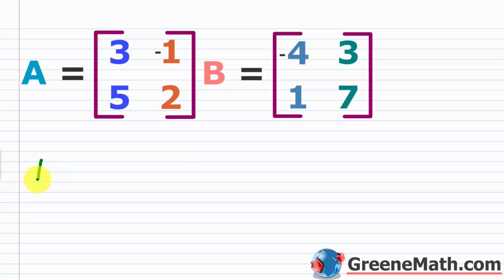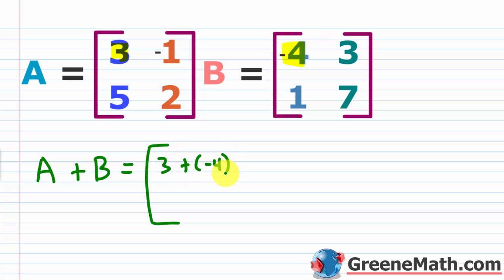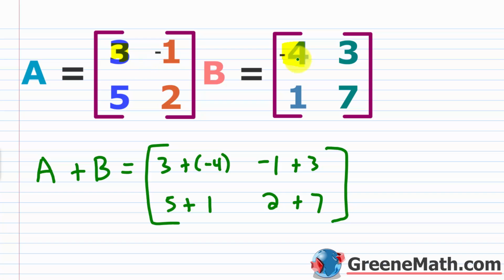To find the sum of A plus B, I'm just going to sum the corresponding elements. All that means is I take the element in the first row, first column in each case, and find the sum. So what is 3 plus -4? We'll do that in a minute. Then we do the same thing for each case. Here I would have -1 plus 3. Then down here I would have 5 plus 1, and then 2 plus 7. That's all you're doing: adding the corresponding elements from the two matrices.